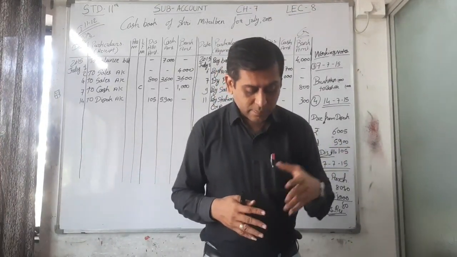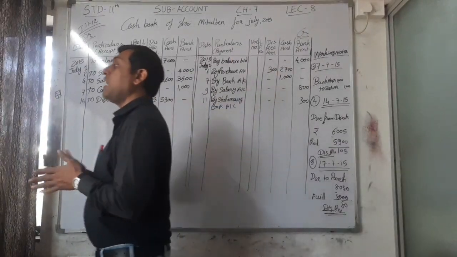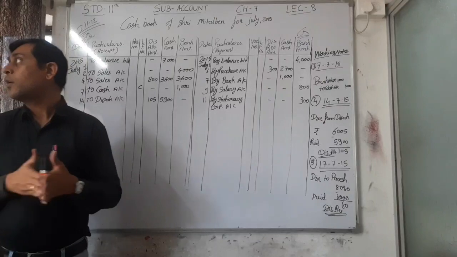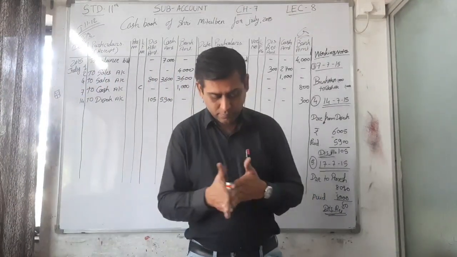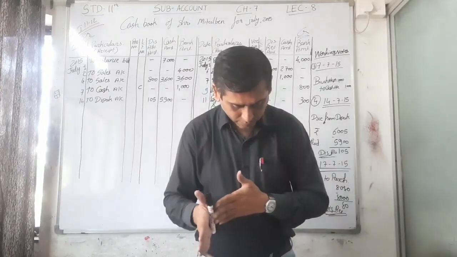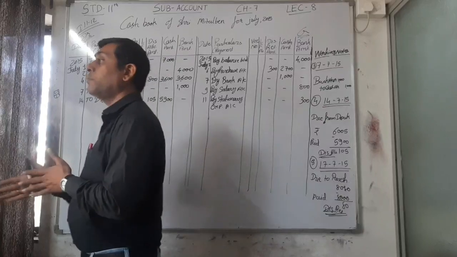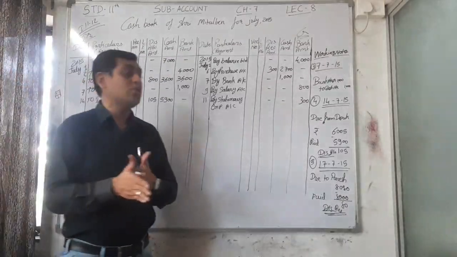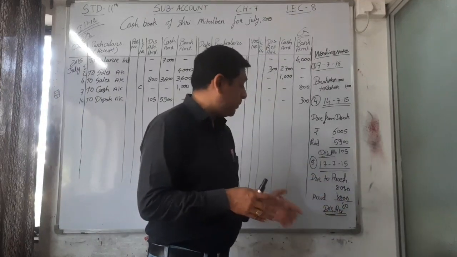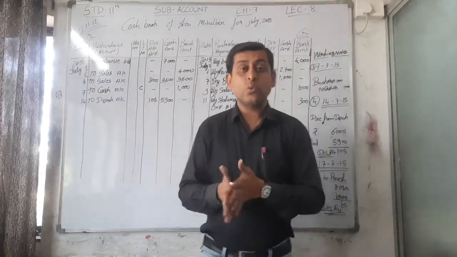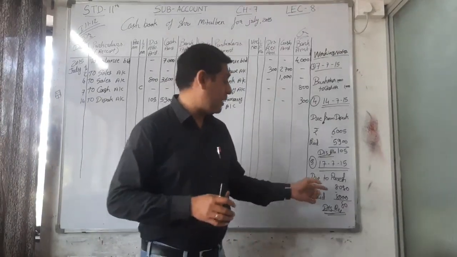Here who is the receiver? The party name, that is Paresh. Paresh is the receiver. That's why Paresh account debit, the receiver account. Paresh account debit 8,080. To discount account 80 rupees, and to bank account 8,000.